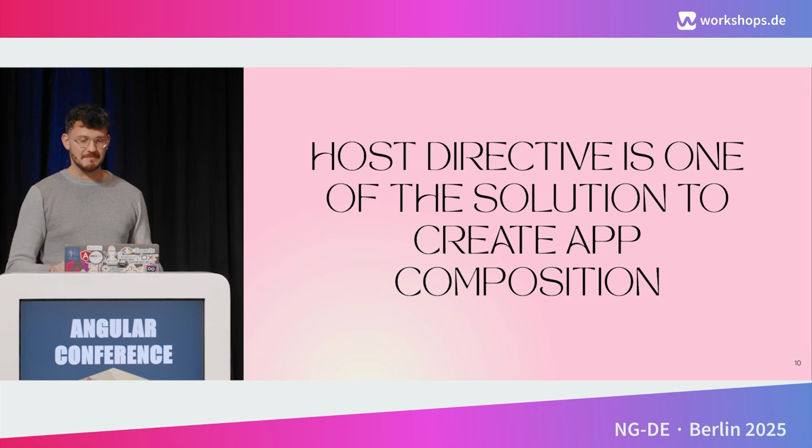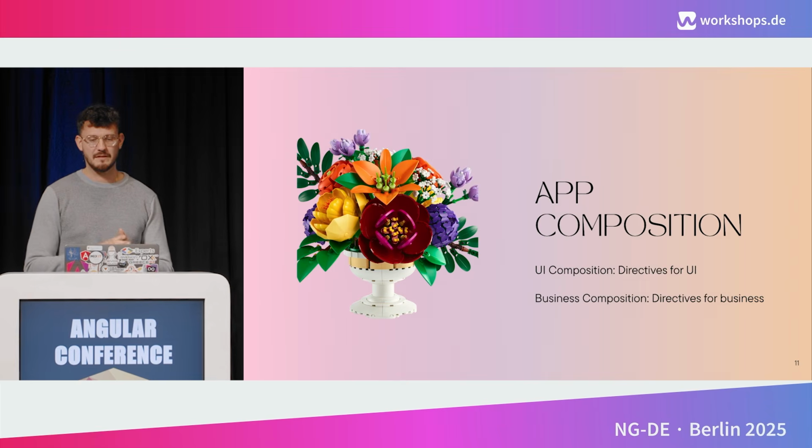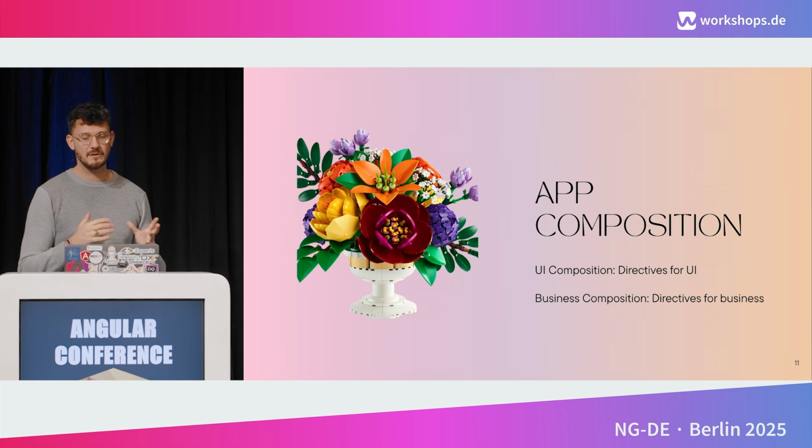So, host directive is one of the solutions to create app composition, as I said, and there are two kinds of app composition. The first one is UI composition. It's directives for UI, okay, only for that. And you have business composition. This is directives for business. Okay, so just imagine when you create a button, right? You have a float button and sometimes you have a base button, okay? And before host directives, the float button extends the base button.